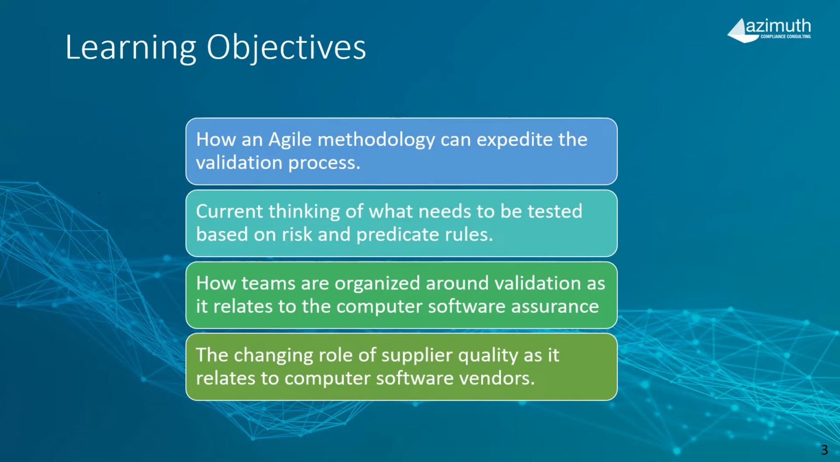Let's look at an overall objective of what you will get out of this presentation. First, I will look at how computer software assurance following an agile methodology greatly reduces documentation and lowers risk. Next, how critical thinking fits into the computer software assurance model. How the role of the validation team will change when you implement computer software assurance. And finally, the changing role of the supplier quality auditor and business owner when it comes to qualifying a software vendor.